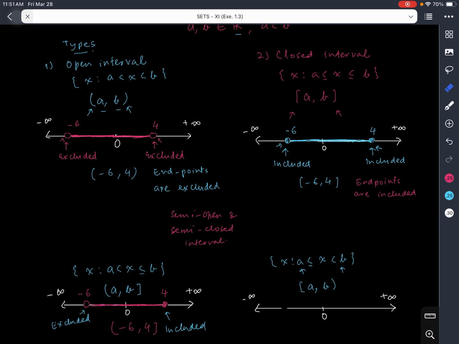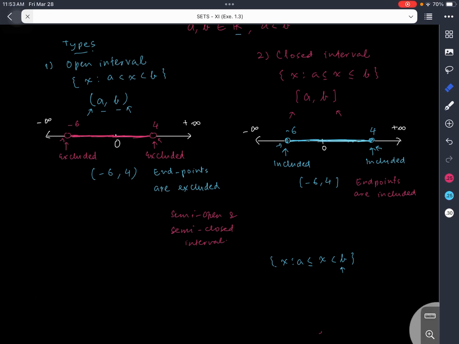Here again let us take two endpoints. The first one, let us take it as -6, and the second one let us take it as 4. So here the set will be having all real numbers lying between -6 and 4, with -6 included, meaning that -6 will also be in this set. So here the interval will be [-6, 4). From left side we'll be having a closed interval bracket, and from right side we'll be having an open interval bracket, meaning that -6 is included while 4 is excluded.